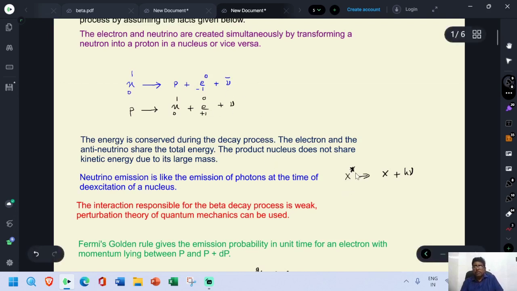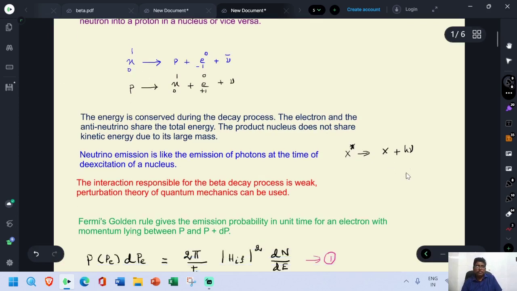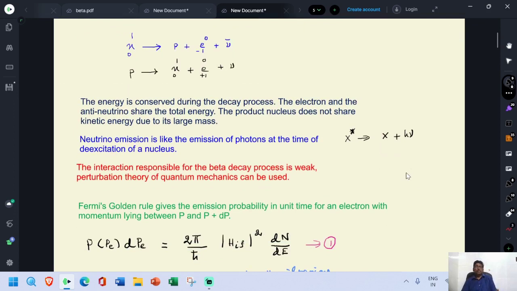Consider the nucleus in the excited state. When it comes to the ground state, a photon is emitted. The interaction responsible for the beta decay process is weak. Therefore, we have to use perturbation theory to solve this problem. For that, Fermi introduced his golden rule.